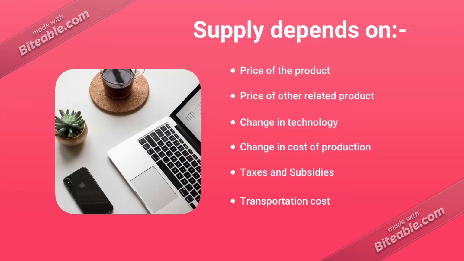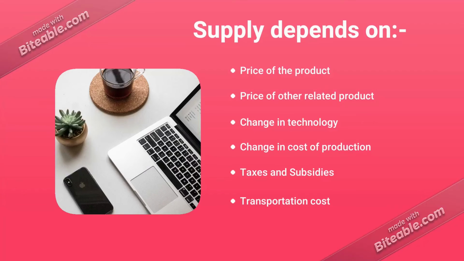And the second factor is price of the other related product. We find the same product in the market which are of different brands or from different manufacturers. For example, there are a number of laptops in the market of different brands, right? So here what the supplier does, he will analyze the price of such related products in the market and accordingly plan on the supply of his product at a considerable rate, whichever fetches him profit.